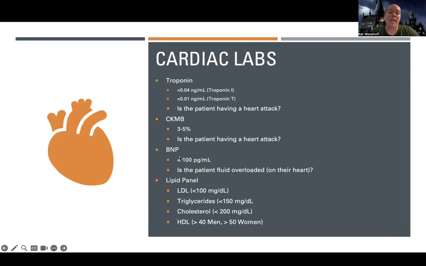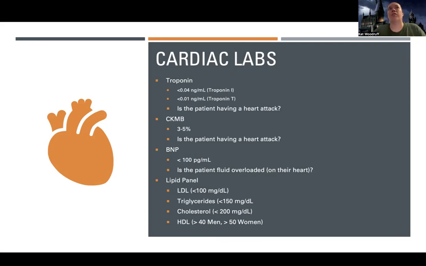So, BNP, BN as in Nancy, P, brain natriuretic peptide. This is a measure of how much fluid stretch is in the heart. In other words, it effectively measures how much pressure from fluid is around the heart. It should be less than 100. If it's elevated, it's usually a sign the patient either has heart failure or some sort of heart damage that's leading to an issue with fluid.